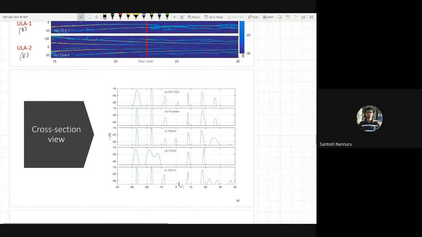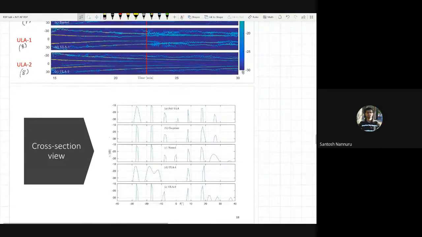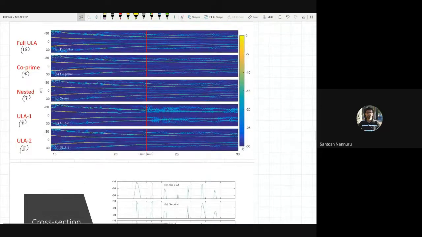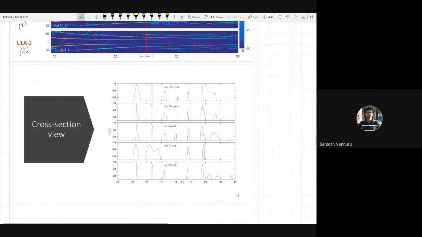ULA2 also kind of works, in this case ULA2 also works. Maybe it has some more peaks. I don't know if it's a true or false peak, so we don't know, but it's able to find. But it could be an aliasing peak as well, right? Because we know ULA2 will have a little more aliasing than full ULA. So it could possibly be aliasing. I'm not sure.